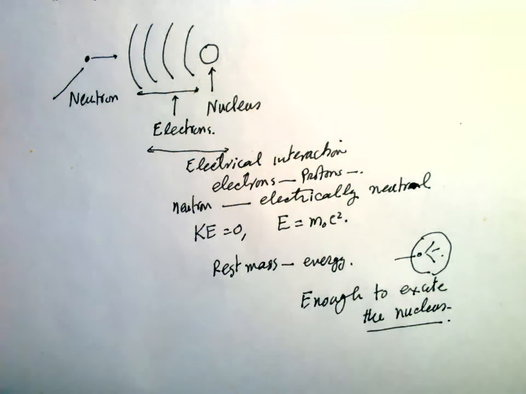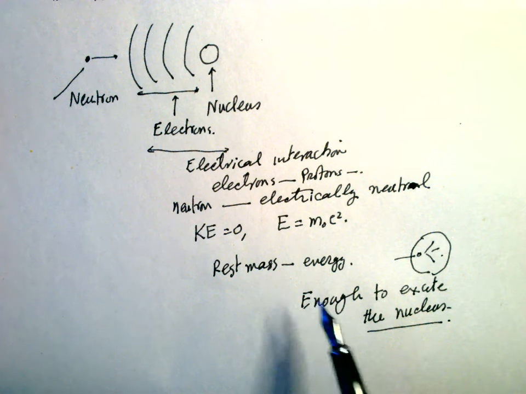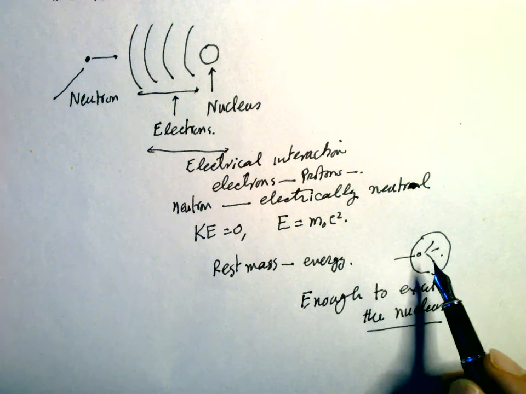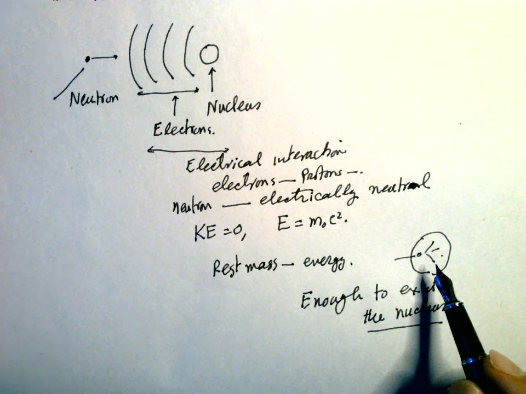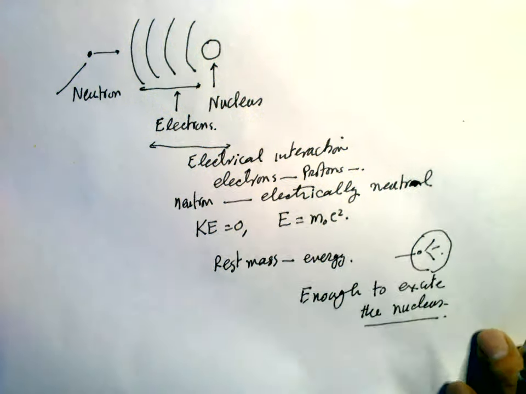So that is the cause of the excitation of the nucleus. It is the rest mass energy. It has a packet of energy which is used by the nucleus itself, and the nucleus is excited. This is the answer to this question.